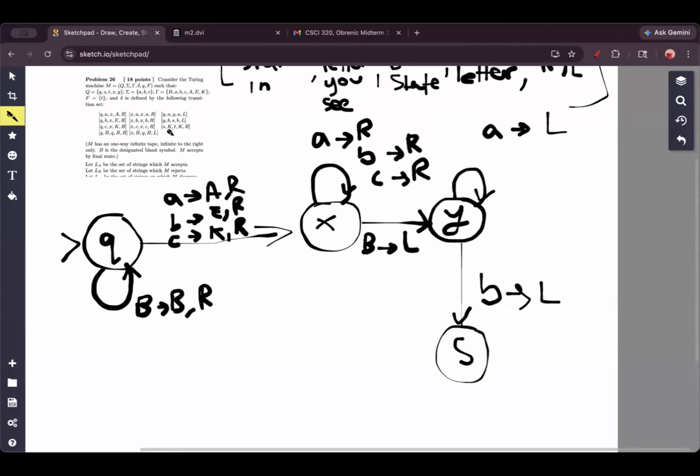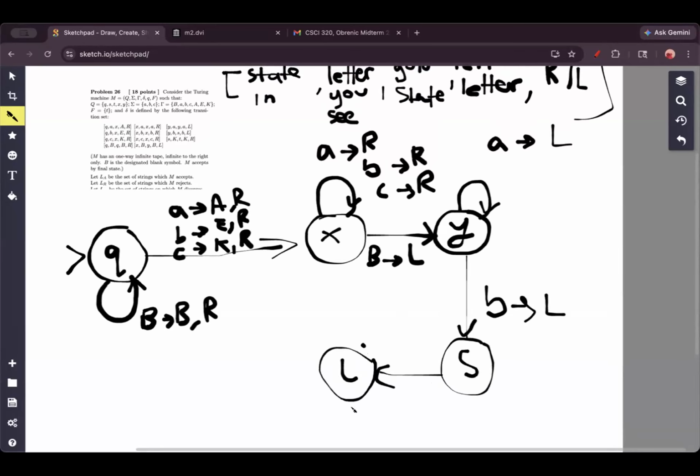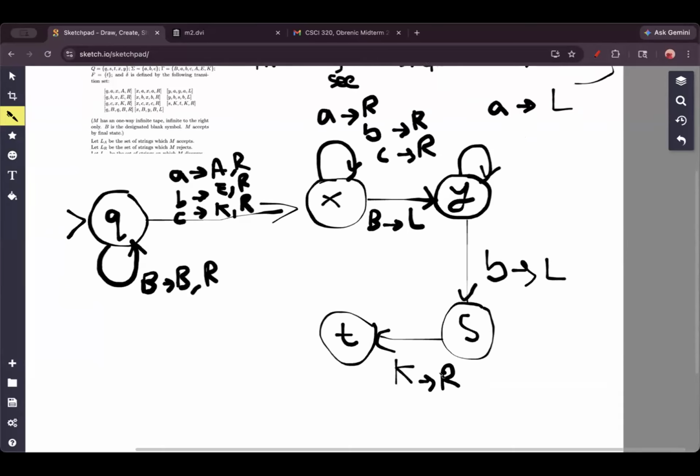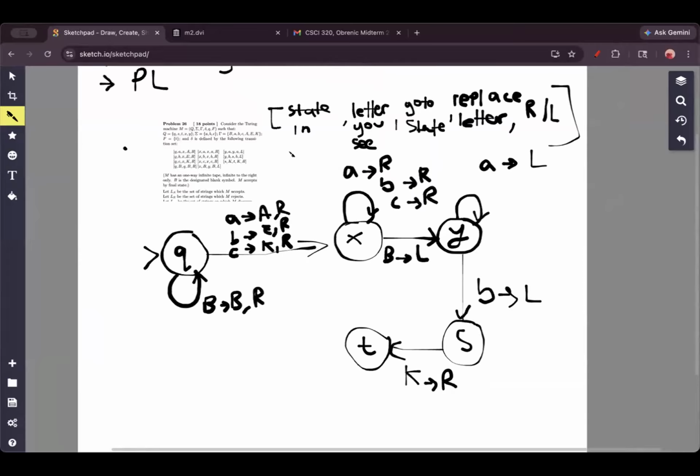If I see a blank, then I go to state T. In state S, via a blank, and I turn right. This is my automaton for this instruction.